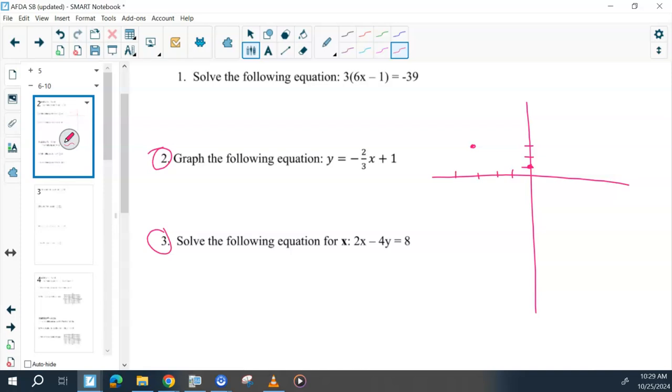And do that and fill up your graph. And then down 2 and right 3. Something like that. Again, this is a rough graph. Make sure you connect all of your points, draw a straight line or attempt to, and then make sure you have arrows at the ends. Questions on that?